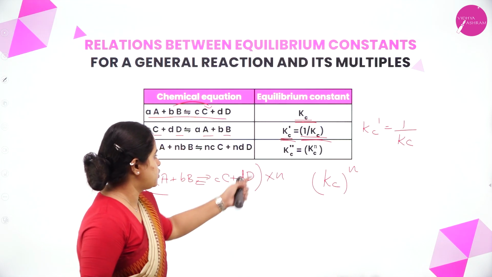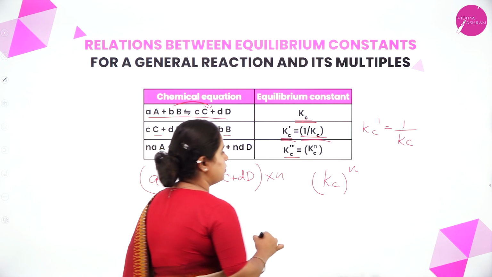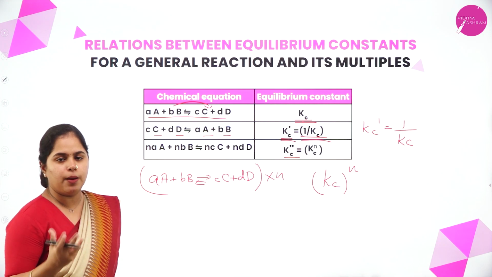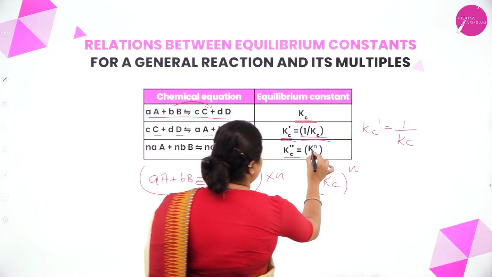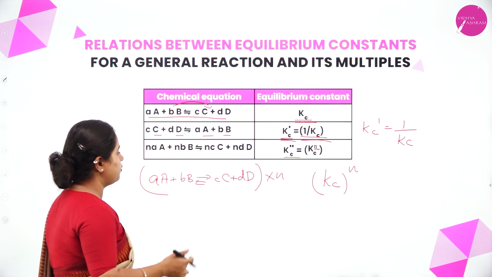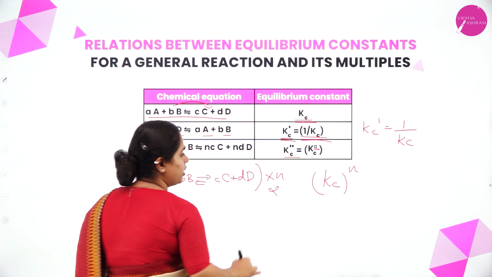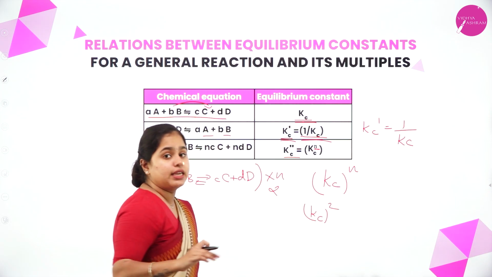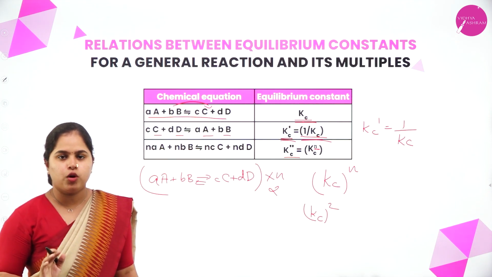So that is what is shown here, Kc double dash. If we are multiplying the equation by any integer or any number n, that will come in the power. For example, if I am multiplying it by 2, it becomes Kc to the power 2, or Kc square will be the value. So I hope it is clear.